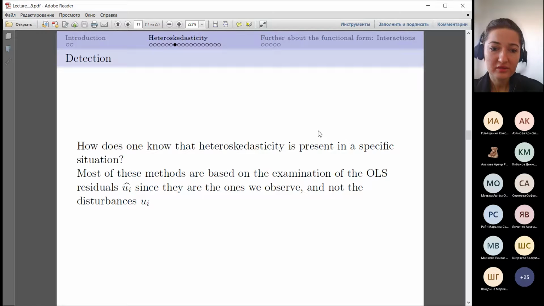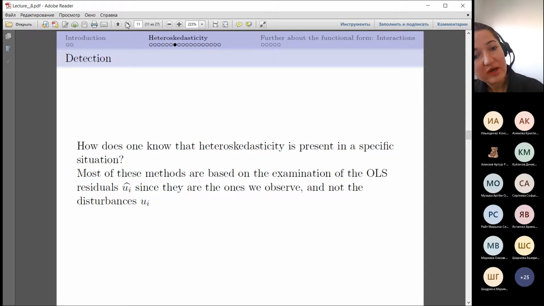Yeah, Елизавета, thank you. RVF plot, for example. Yeah, this is some informal method. How can we detect heteroscedasticity? And again, let's return to our conversation about skewness and kurtosis.